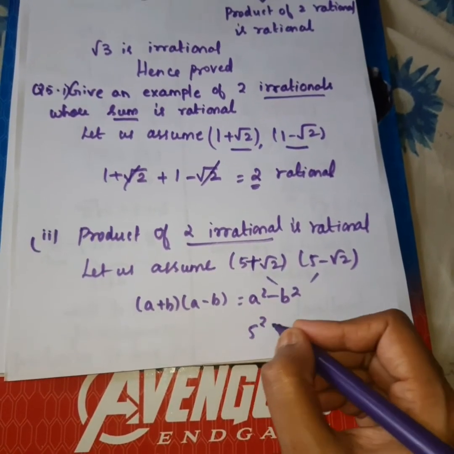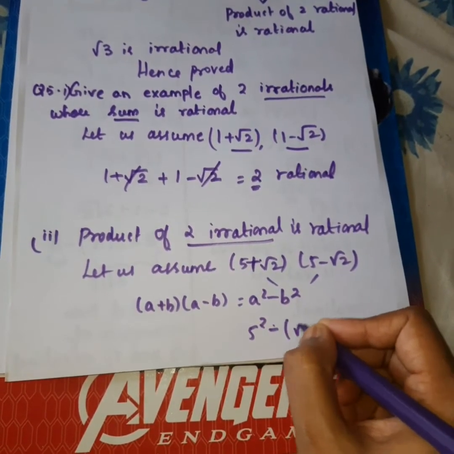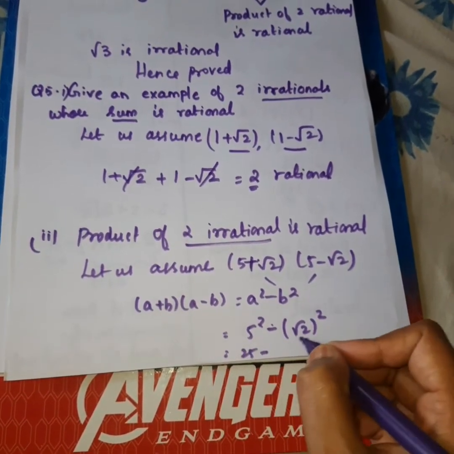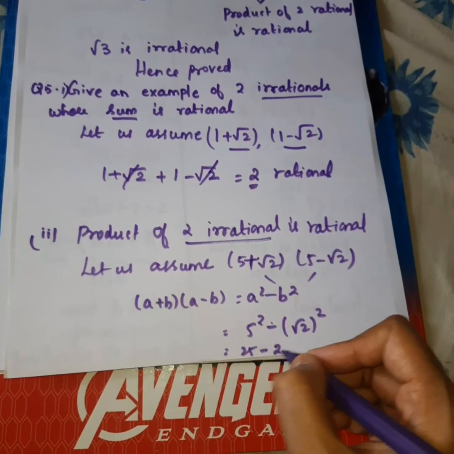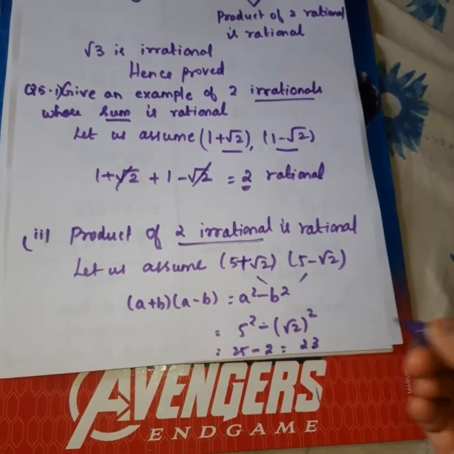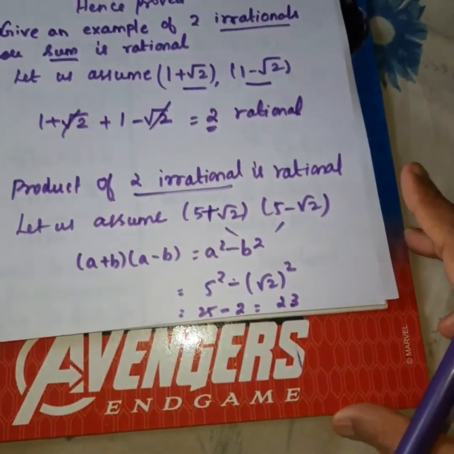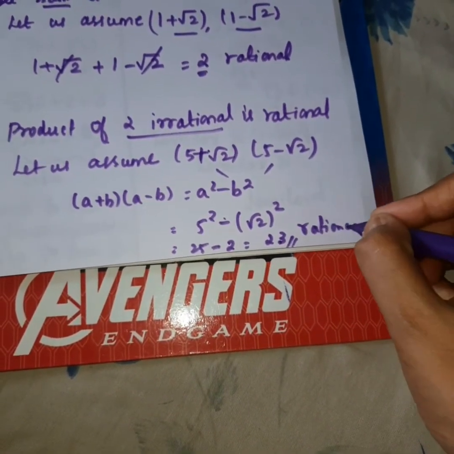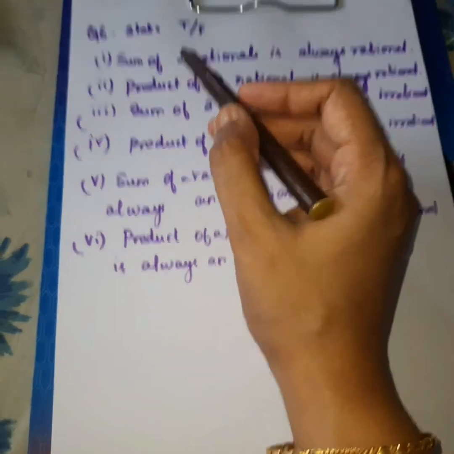So 5 squared is 25. Square root of 2 whole squared is 2. So 25 minus 2 is 23, which is a rational number. Hence, this is the example. You can give any two irrational numbers whose product is rational.